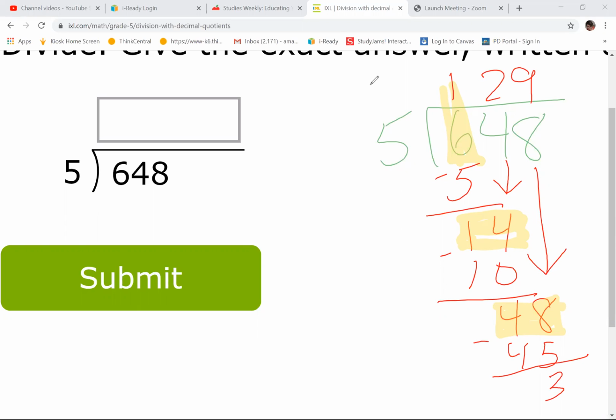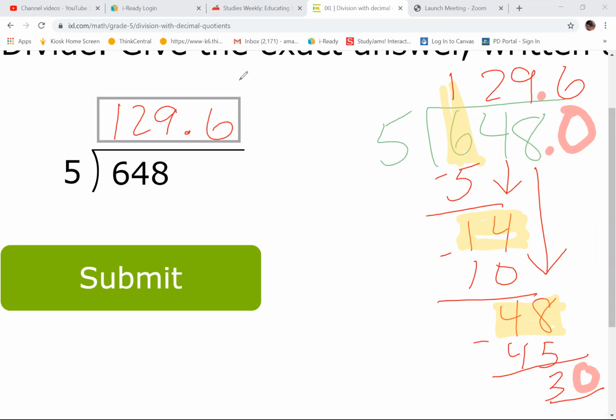Now again, they want my answer as a decimal, so I can't say 3/5. But if I remember that there's actually a decimal there, I'm going to put the decimal right up there too, because remember it just copies. I'm going to add a 0, and I'm going to put that 0 right down there. So now I have a new problem, 30 divided by 5. What is 30 divided by 5? It's 6, because 6 times 5 is 30. So my answer is 129 and 6/10.